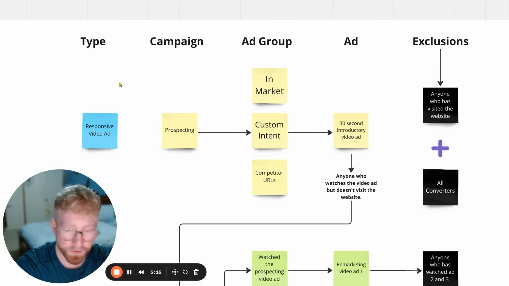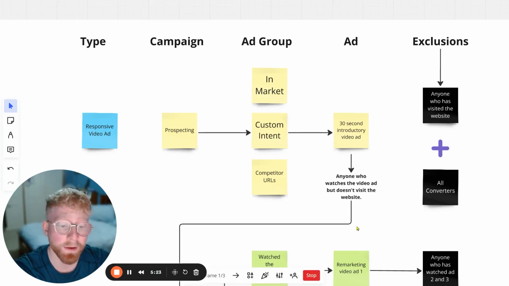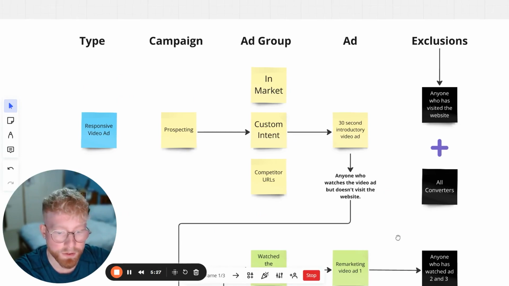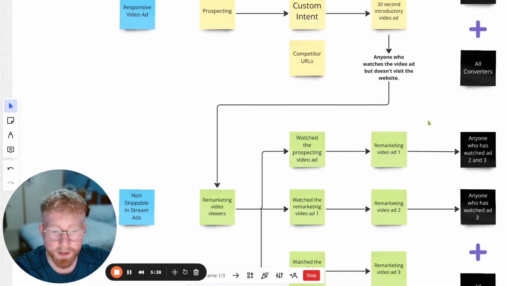Now, once you've created that campaign, then we will have a second campaign. So important point here, this campaign now is going to go into the second campaign. And as you can see here, I've mentioned anyone who watched the video ad but doesn't visit the website will be targeted by this particular campaign. Okay, and that's very important.